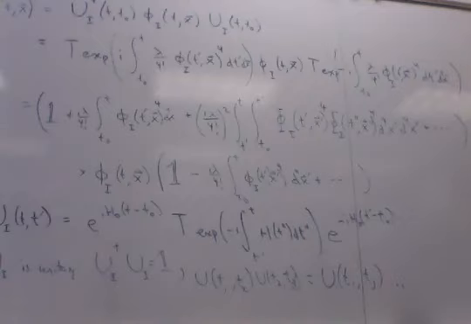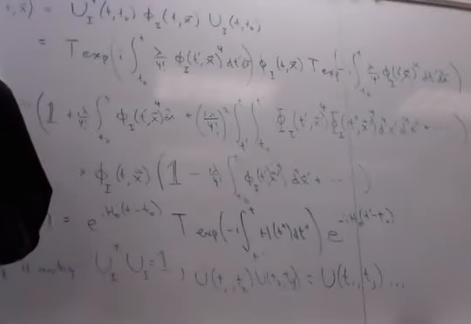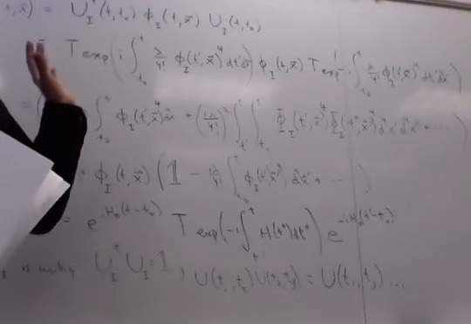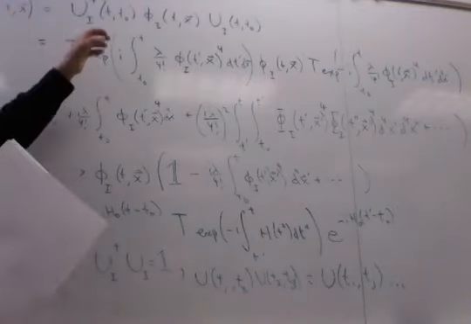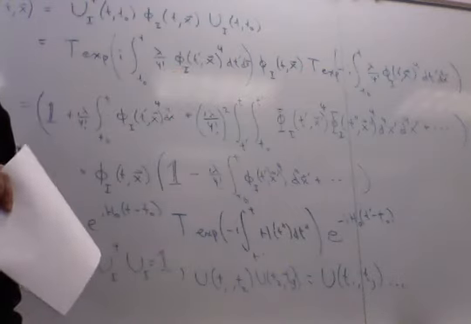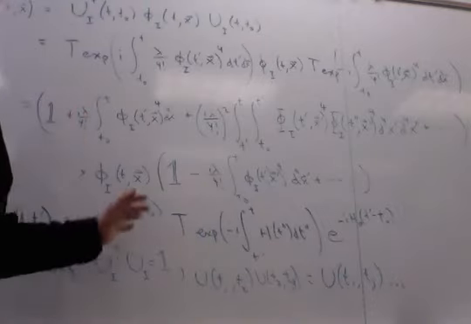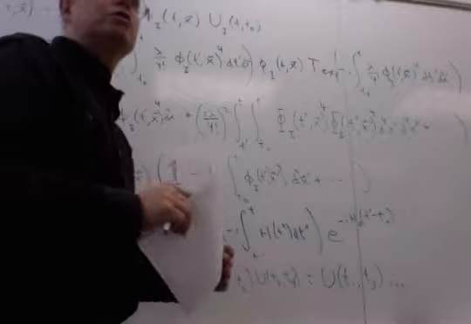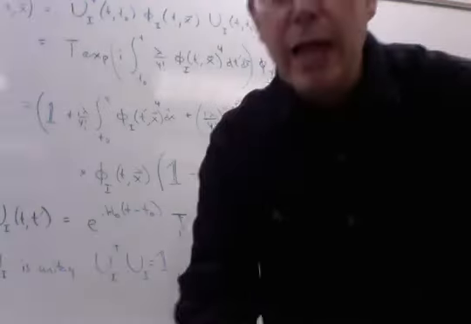So let's take a break now, and when we come back, we talked about how to write the interacting field in terms of free field operators. Now we want to see how to write the interacting vacuum in terms of the free vacuum. And once we do that, we'll put all the ingredients together and find an expression for a general correlation function. Okay, that's all for now.